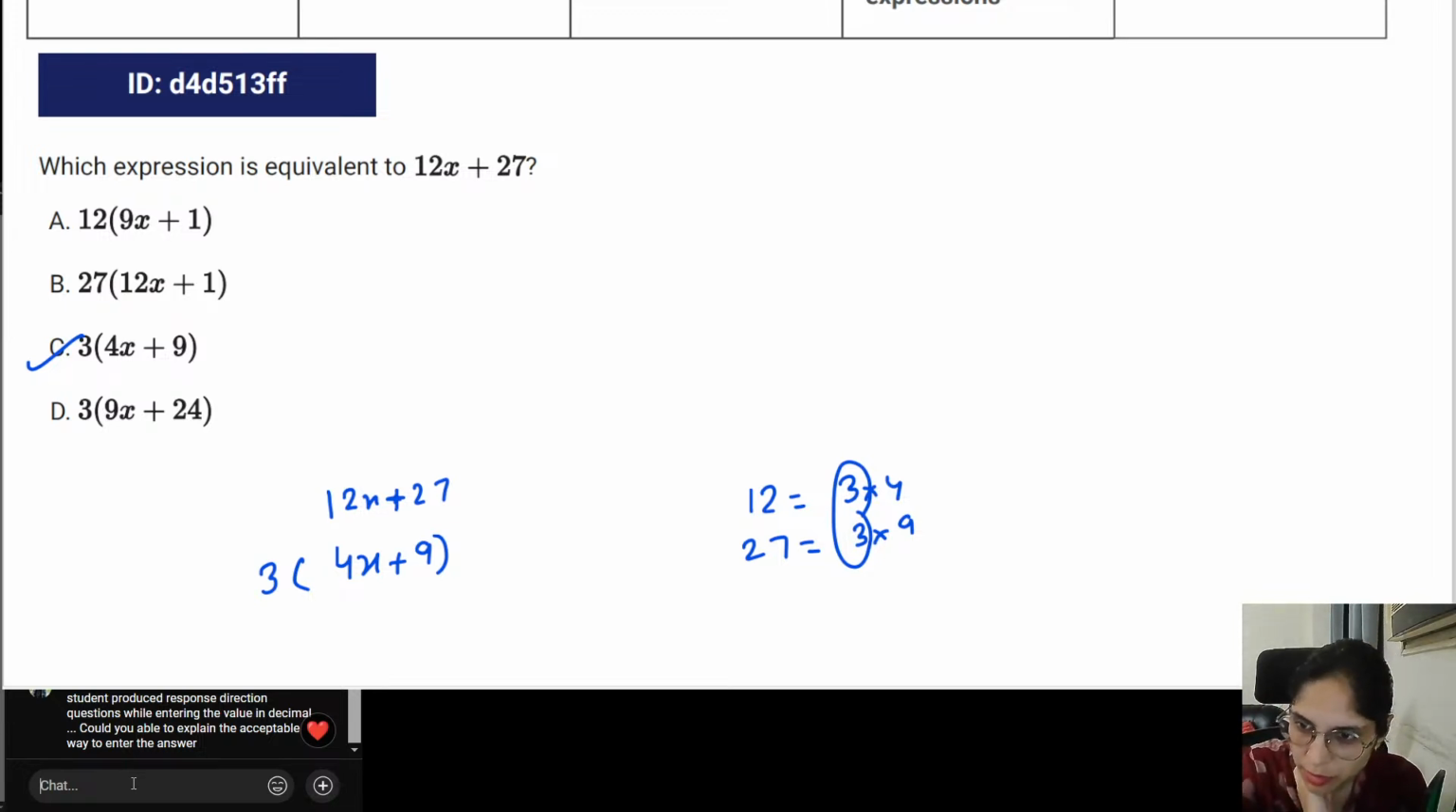Oh, you're facing a problem in the student. Yeah, I have given that. I will tell you. So the acceptable way to enter the answer is, if it's a terminating decimal, you write it as it is. If it is a repeating decimal, I always try to get the fraction for it.